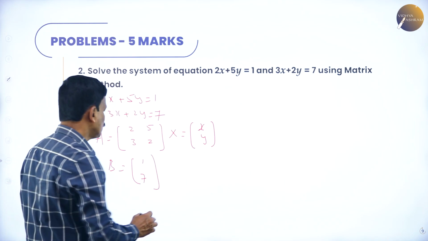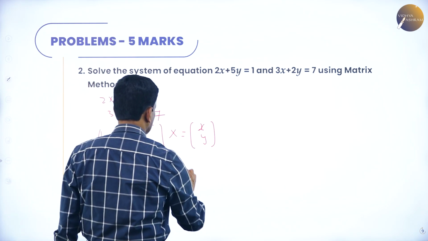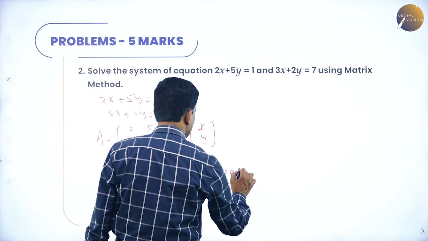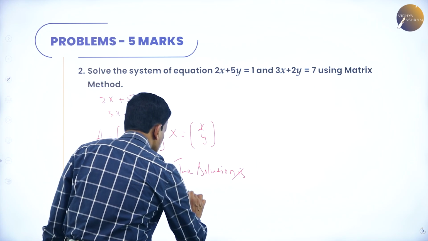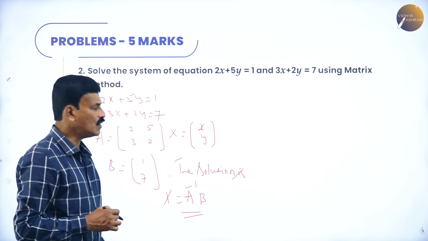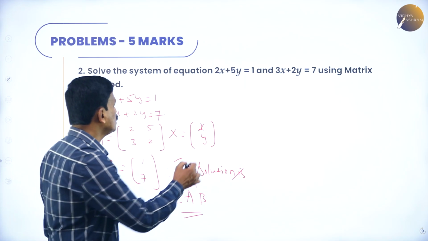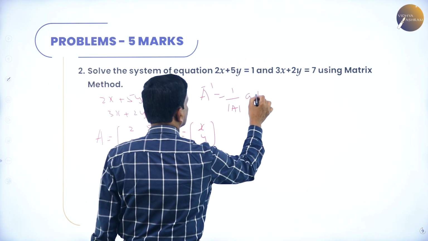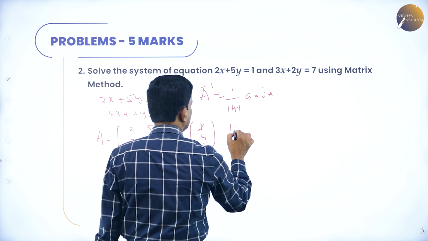Therefore, the solution for this is given by x is equal to A inverse into B. A inverse B is the solution. Now, what is A inverse? As usual, you know, A inverse is equal to 1 over determinant of A into adjoint of A. Now, first find out the determinant of A.